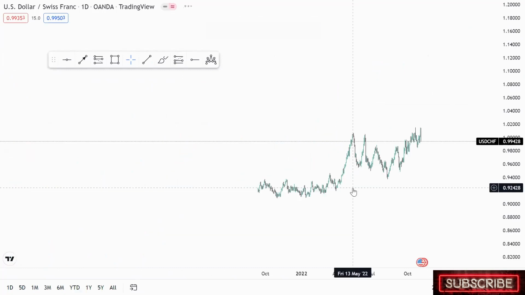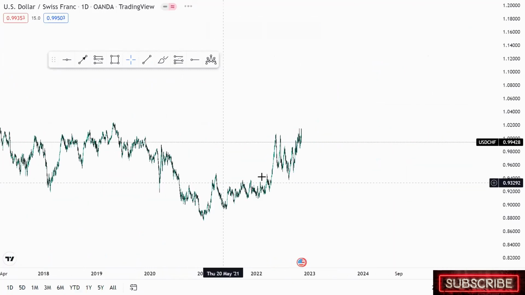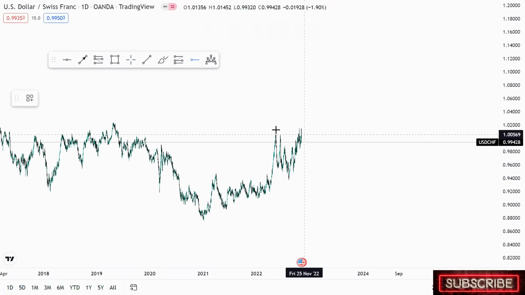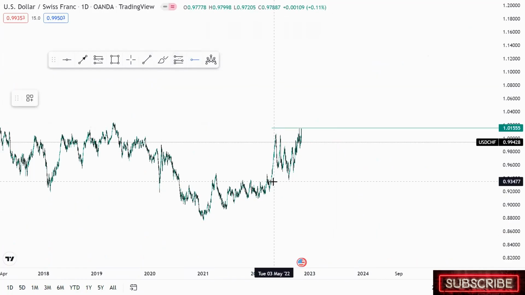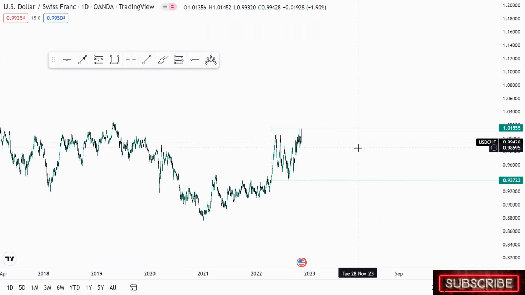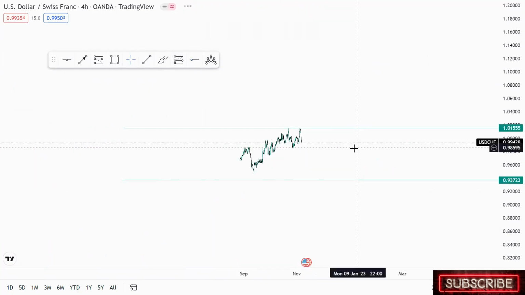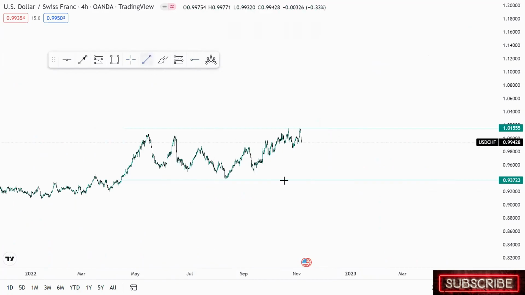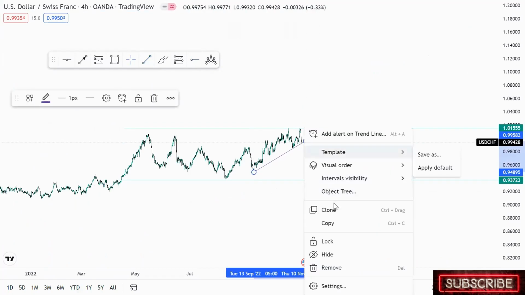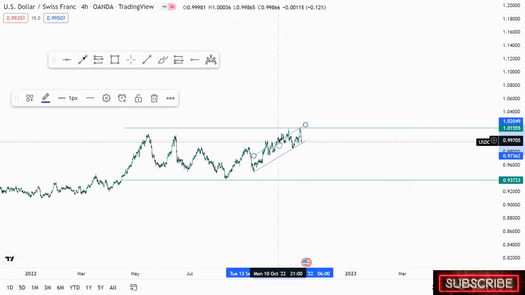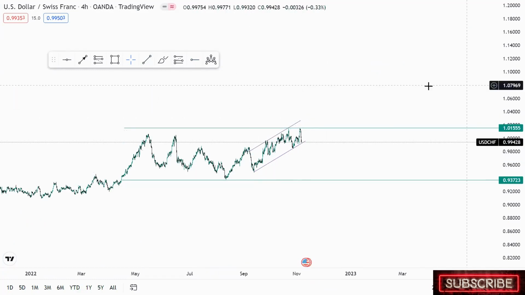So USD Swiss franc, guys, we're going to start on the daily. So you can see that that's our high, and then that's the low over here. So we're going to drop it to the 4 hours. So dropping it to the 4 hour chart, you'd see that we rejected from the top. Then we have that supporting trend line over there. Then we also have that one at the top. So you can see the market approached that level correctively, and then when it reached there, it finally sold.